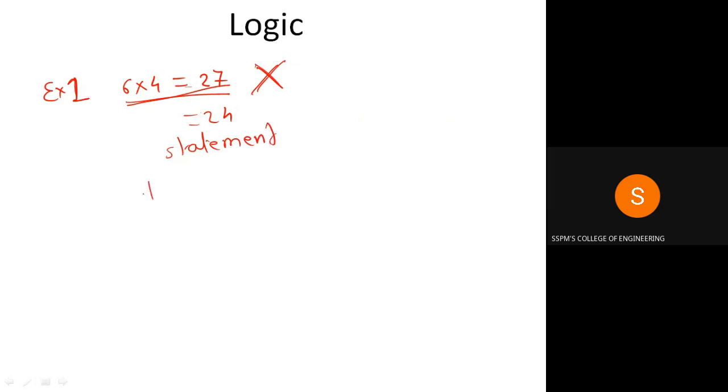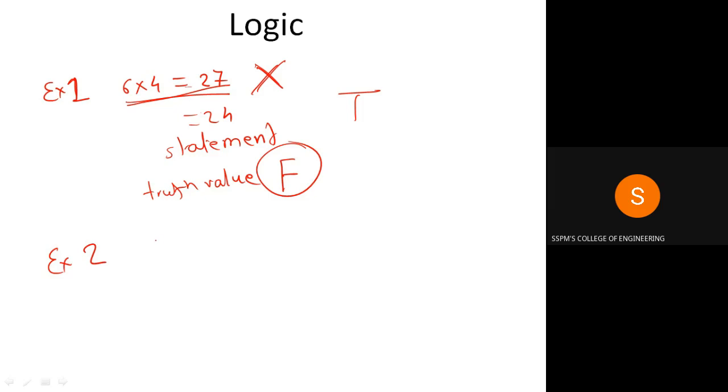And its truth value is F. F means false. T means true. You must have learned this earlier. So 6 into 4 is 27. It doesn't matter if the statement is false or true. It can be a statement still.